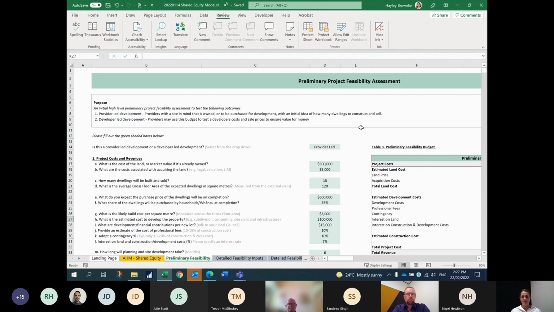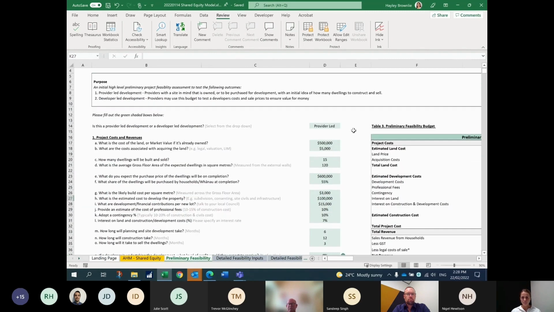Alternatively, if a provider is looking to purchase the homes off a developer, they can use this page to test a developer's price points and costs to ensure that the provider is purchasing value for money, and that the developer isn't super profiting.